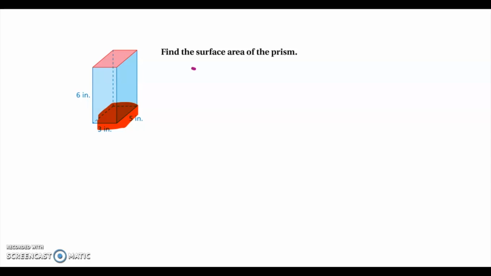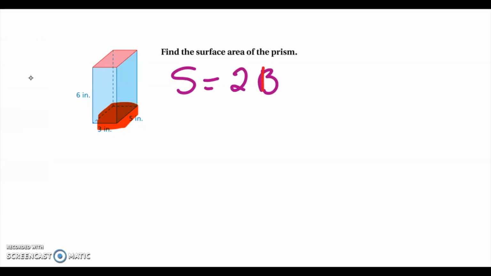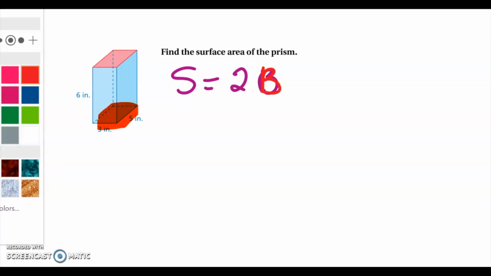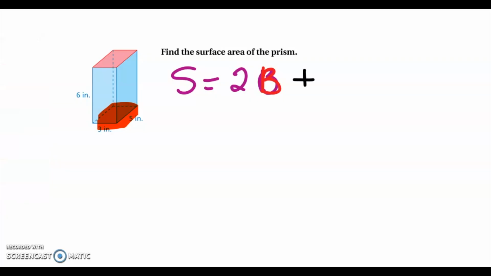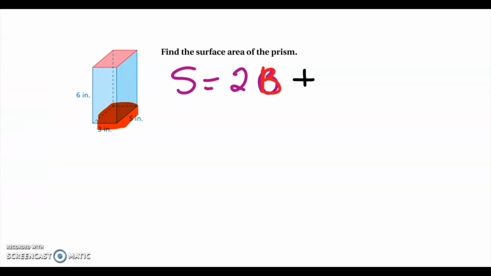Our formula is surface area equals 2 times the area of the base, and I'm actually going to put that in red because we have our bases colored in red, plus our lateral area, which is that blue section. And we find that blue section by doing the perimeter of the base times the height of our prism.